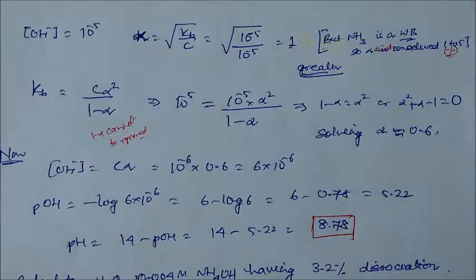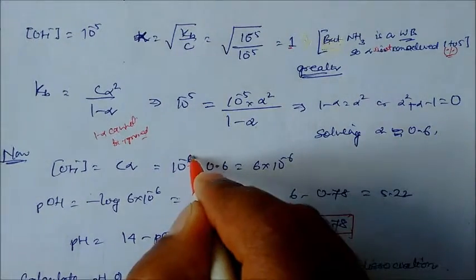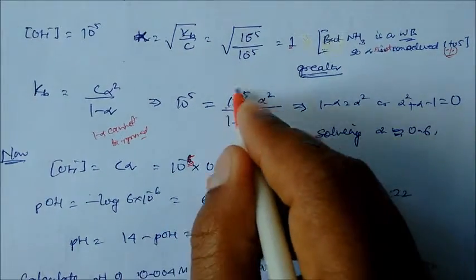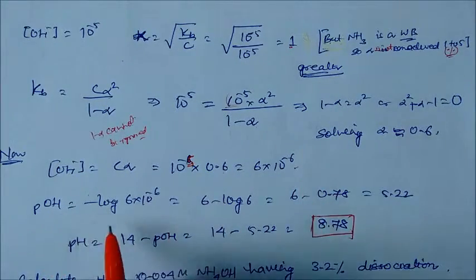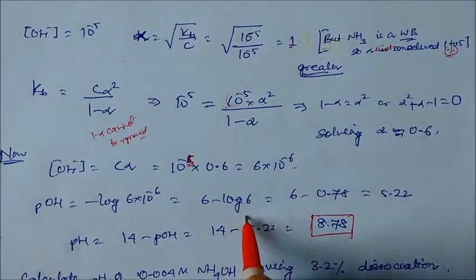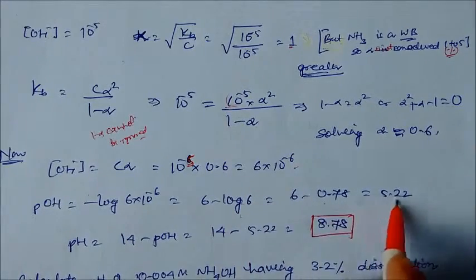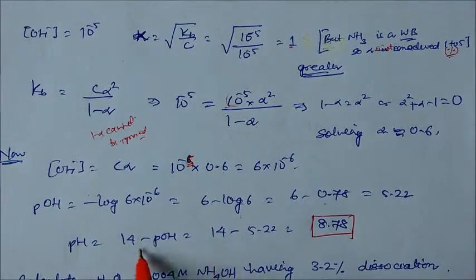Just make a correction here. This is minus 5, because this is minus 5 here. So 6 into 10 power minus 5 is the correct answer. pOH equals this much value, 5 minus log 6. Log 6 is this much value, 0.78, so pOH is 4.22... Following the lecture's values, pOH equals 6 minus log 6, with log 6 as 5.22. So pH equals 14 minus 5.22, that is 8.78. So this is our answer.